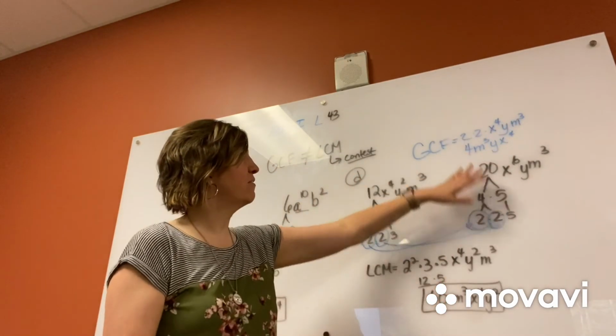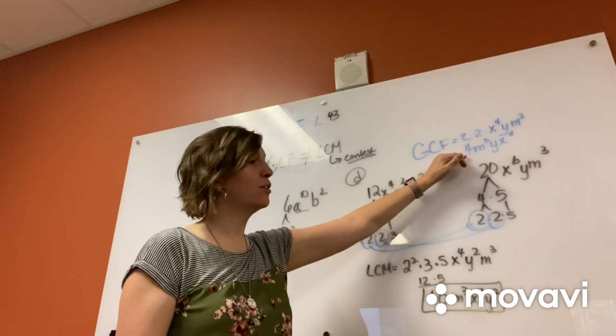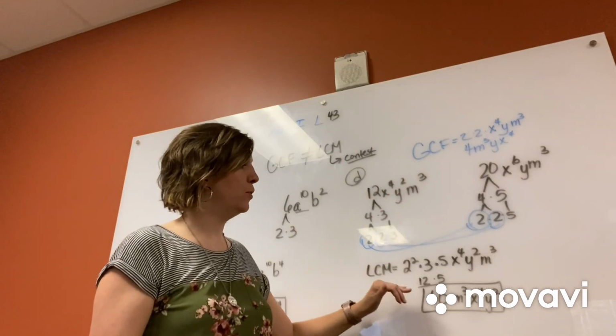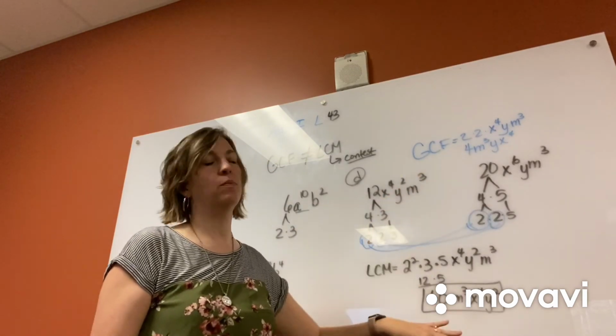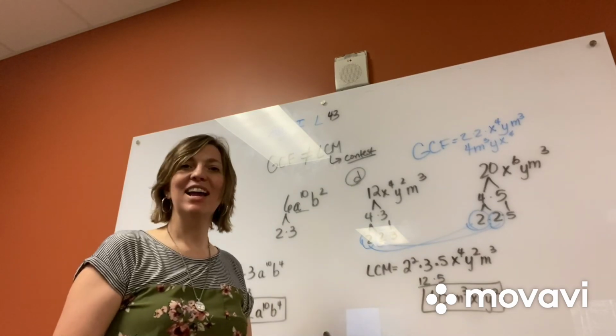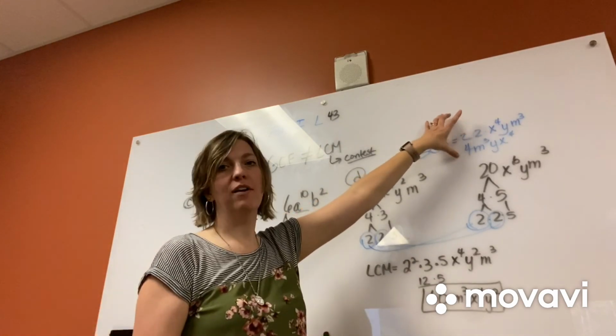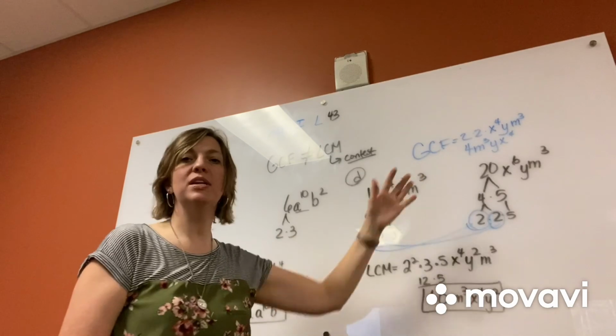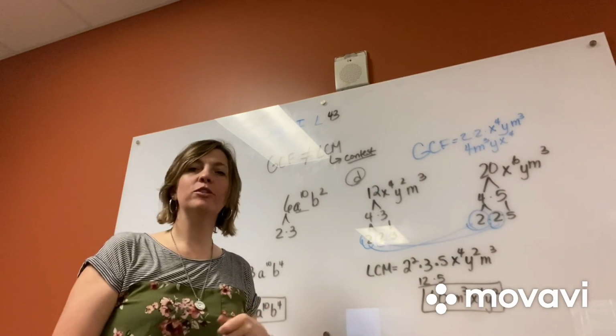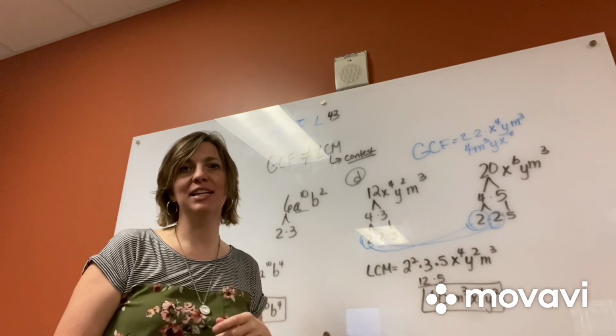So do you see the difference? GCF is what it shares. Least common multiple is the first multiple that these meet together. All right, so remember, this was not part of the practice. I just wanted to show the difference of least common multiple and greatest common factor, since that's an easy confusion.